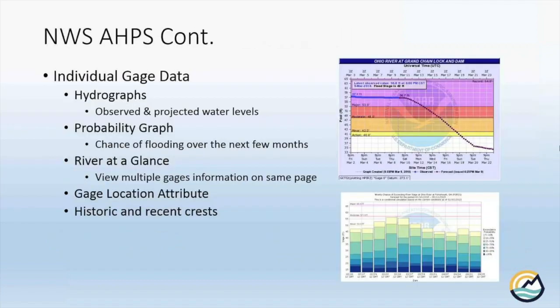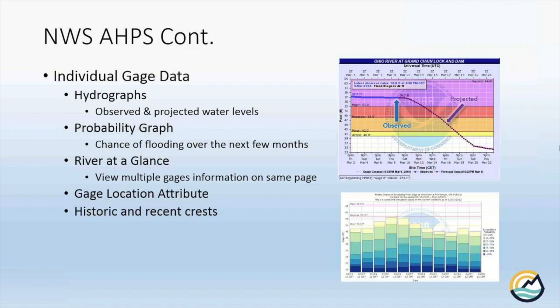You're also able to go, so for each one of those green dots on that previous page, you can actually go in and look at the individual gauge information as well. So when you look at the gauge, you're able to see the hydrograph, which is where the water has been and where it's projected to go. On that picture to the right, that blue line is the observed. So what's the water level been doing the last week? Everything in purple is where it's projected to go. So you can see on this, the river's high right now, but it's projected to go down over the next couple weeks.